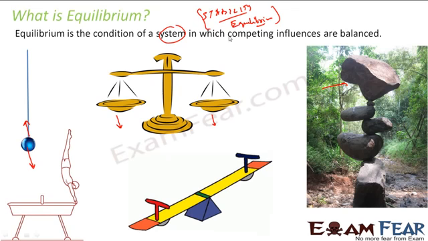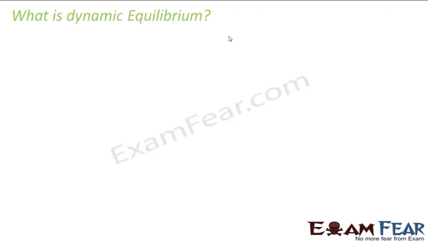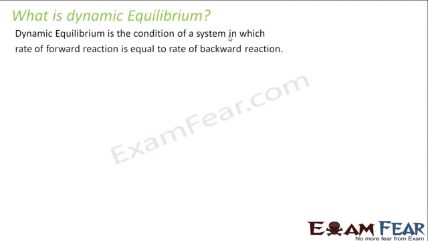But in chemistry, we have something different. We have something called dynamic equilibrium. It is not really static equilibrium, it is dynamic equilibrium. So what is dynamic equilibrium? Dynamic equilibrium is a condition where the rate of forward reaction is equal to the rate of backward reaction. But at the end of the day, it will be in equilibrium, but it is dynamic. That is the beautiful part of this equilibrium. It is dynamic in nature, but it is in equilibrium.